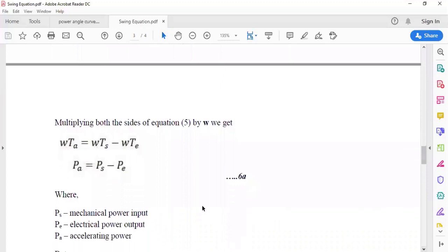Pa equals Ps minus Pe, if we multiply. So this is the accelerating power. Now, as I said, if mechanical power is more than electrical output power, then the machine will accelerate. If mechanical power is less than electrical power, the machine will decelerate. Acceleration will increase the speed of the machine. The machine will run above the synchronous speed.